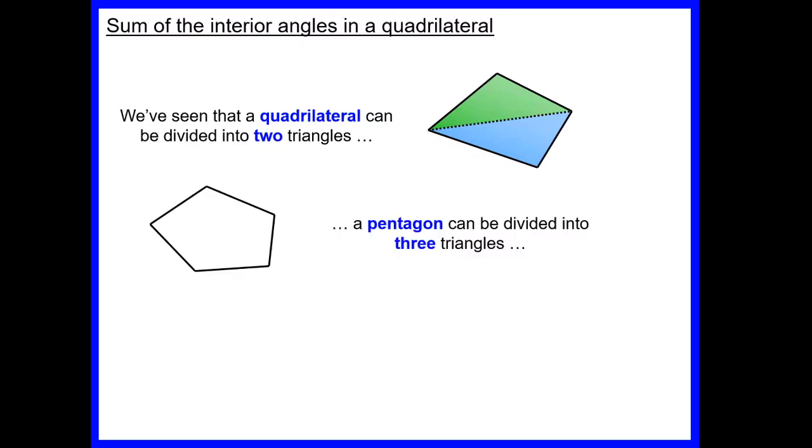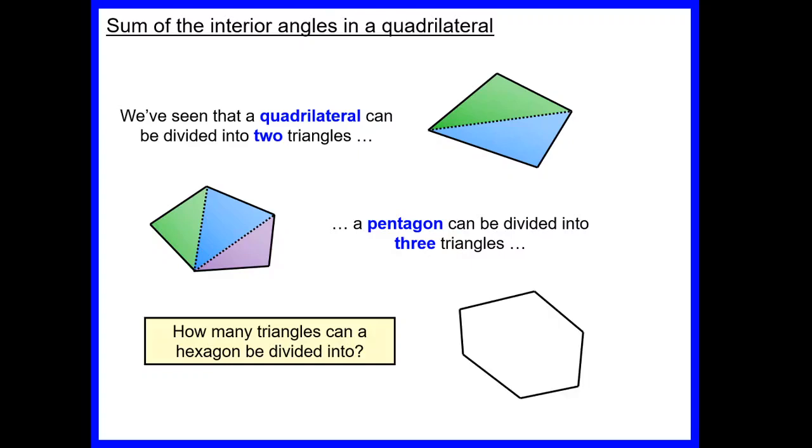So a pentagon can be divided into three triangles. If we start at one vertex and draw our diagonal lines across, we can see we've got 3 triangles. So that's 180, 180 and another 180. Well, what about our hexagon? How many triangles can we split our hexagon into?